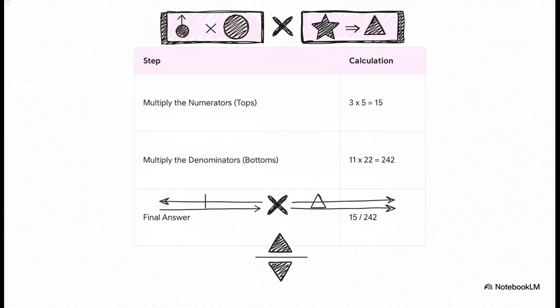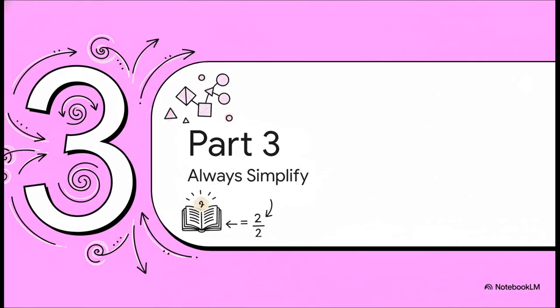Easy. Now the bottoms. 11 times 22, that's 242. So our final answer is 15 over 242. See? The rule works every single time. It really is that straightforward. All right, hang on, we're not quite finished. Getting the answer is great, but there's one more step to make it a truly perfect A+ answer.